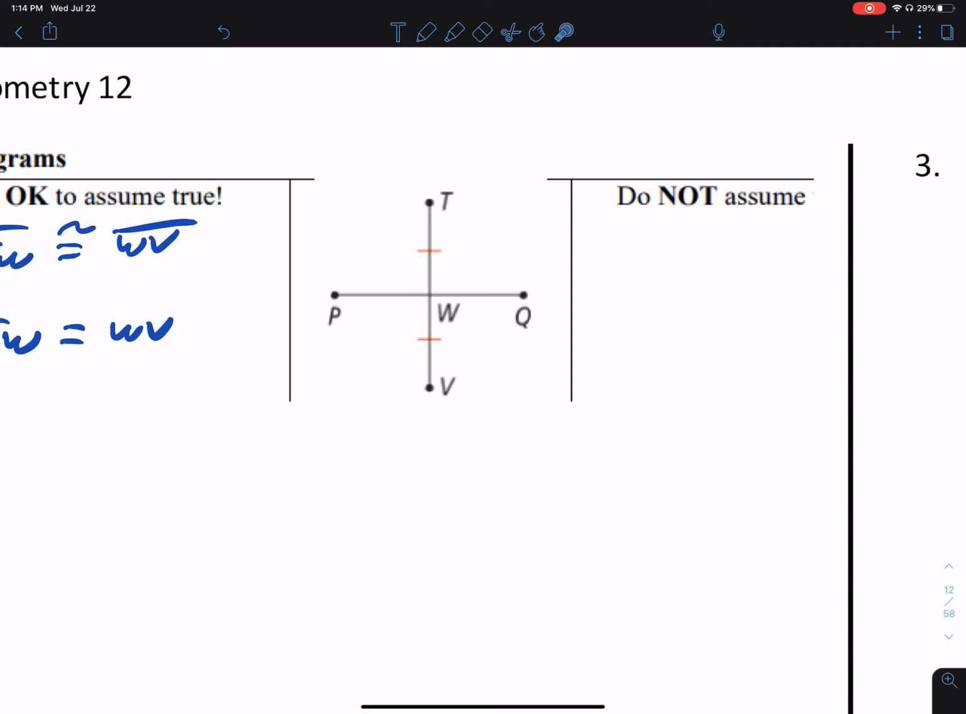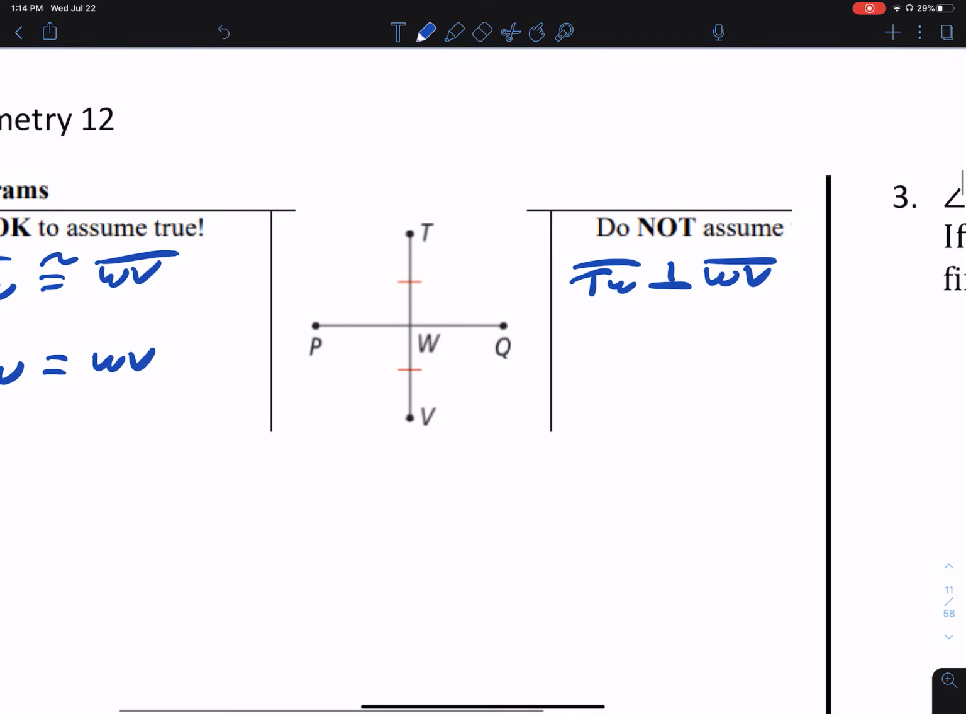We don't know if this is 90 degrees. Does it appear to be 90? Sure. Pictures are not drawn to scale. We cannot assume that segment TW is perpendicular to segment WV. And I haven't told you this yet, but this is a symbol for perpendicular, which means it forms a 90-degree angle.